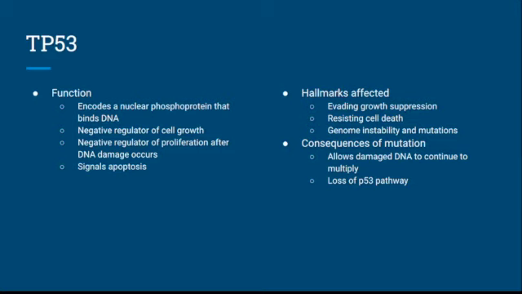Some of the hallmarks that are associated with a mutation in TP53 include evading growth suppression, which is associated with it actually being a tumor suppressor gene. When there's a mutation in this tumor suppressor gene, it essentially cuts it off, and so the cells are able to evade the suppression of growth, resisting cell death. So if there are not proper signals for apoptosis, the cells will not die, which is a hallmark. And also genome instability and mutations.